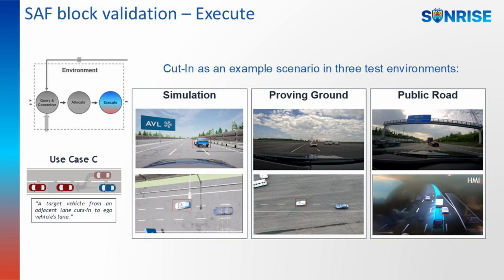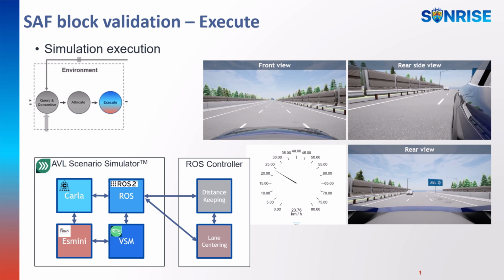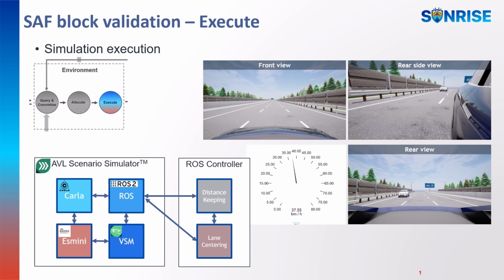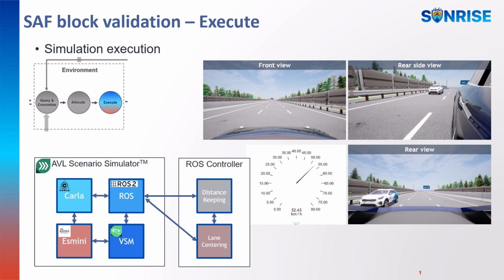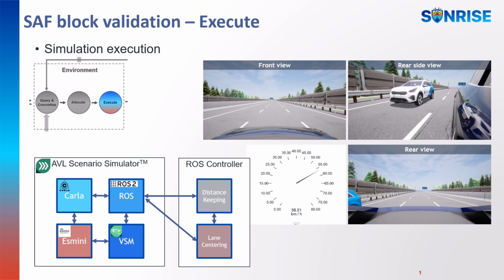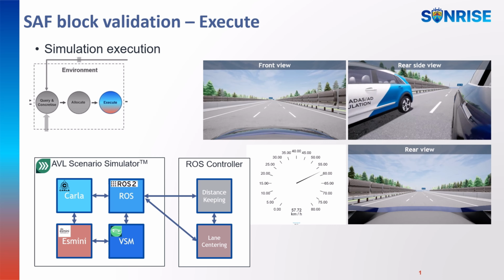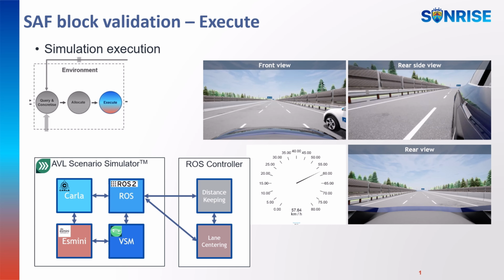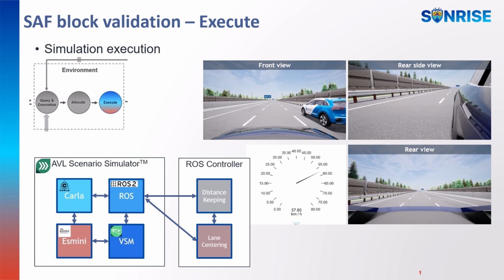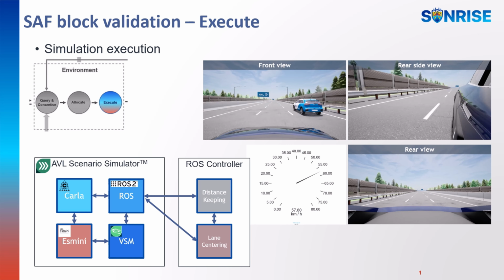Together, these environments ensure robust validation from simulation to real world. The simulation focuses on lane centering and distance-keeping functions. At its core is the AVL Scenario Simulator, a co-simulation platform that synchronizes multiple tools to create a unified test environment for ADAS evaluation. The toolchain includes 4 key modules.